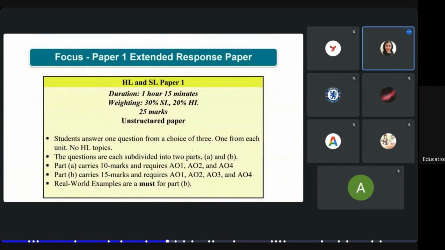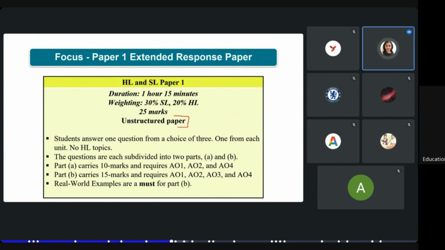We look at the papers in a little bit more detail because I think if you understand 3 things, you're very well sorted for the beginning of the revision. You should be sorted with the assessment objectives. You should be aware of command terms and you should know what each paper is about. So for econ, paper 1 is an extended response paper, meaning essay type answers. The good thing is that the papers are identical for HLs and SLs. Only the weightages differ.